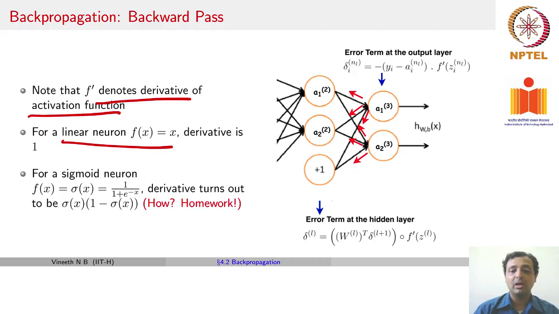For a linear neuron, f of x is equal to x, the derivative is 1, so that term won't matter for the rest of the computations. But for a sigmoid neuron, f of x is equal to sigma of x, which is equal to 1 by 1 plus e power minus x. The derivative turns out to be sigma of x times 1 minus sigma of x itself. Suppose you already know it. For those of you who did assignment 0 in this course, you should have seen it. But you can also work it out as homework.